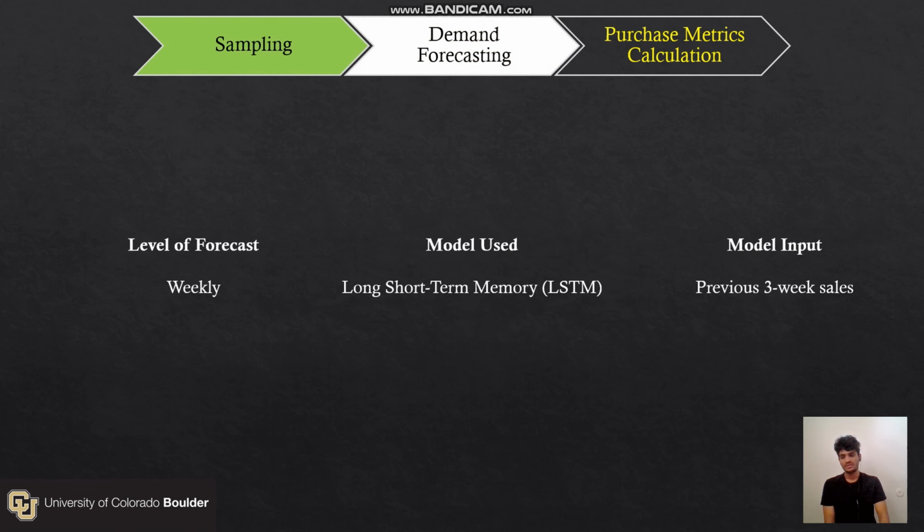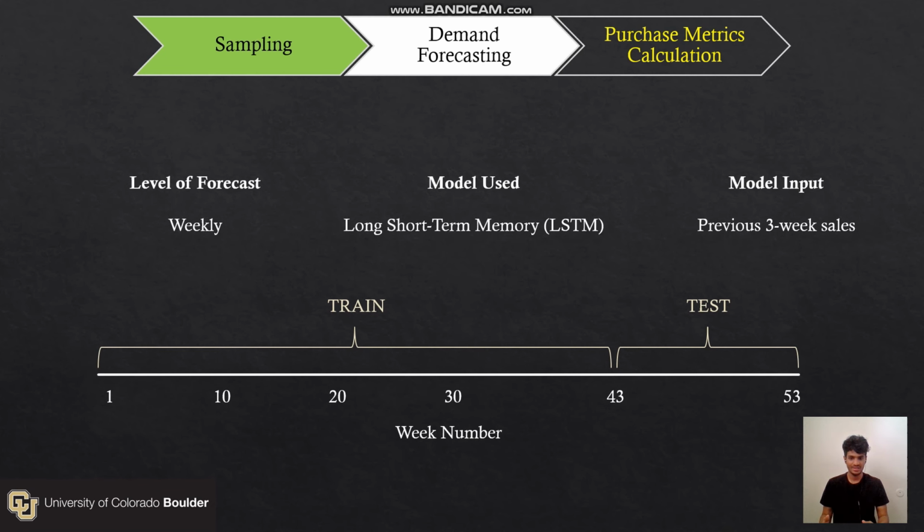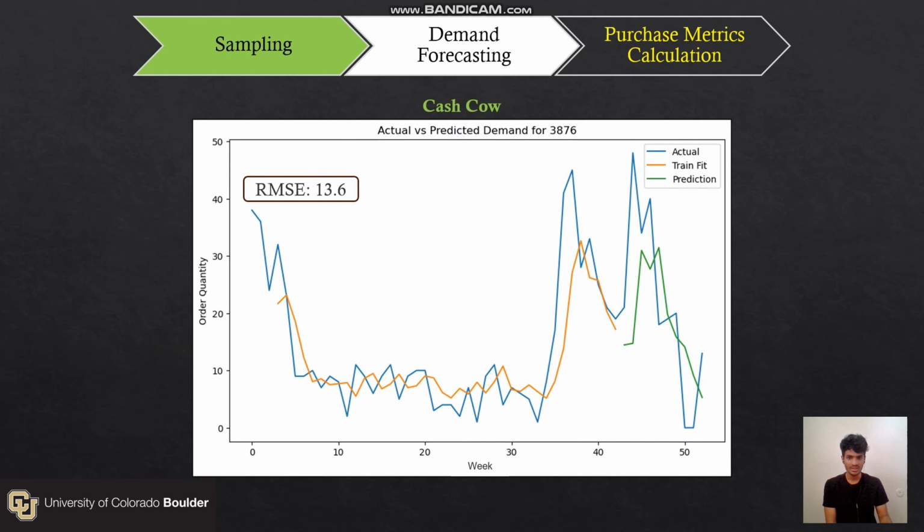Demand forecasting. The demand of those selected products were forecasted on a weekly basis using a neural network model called long short-term memory. Now, this model was trained to predict the demand of current week based on previous 3 weeks sales. And it was trained using the first 43 weeks of data, and it was tested on the last 10 weeks. Now, this is the prediction result of the cash cow product.